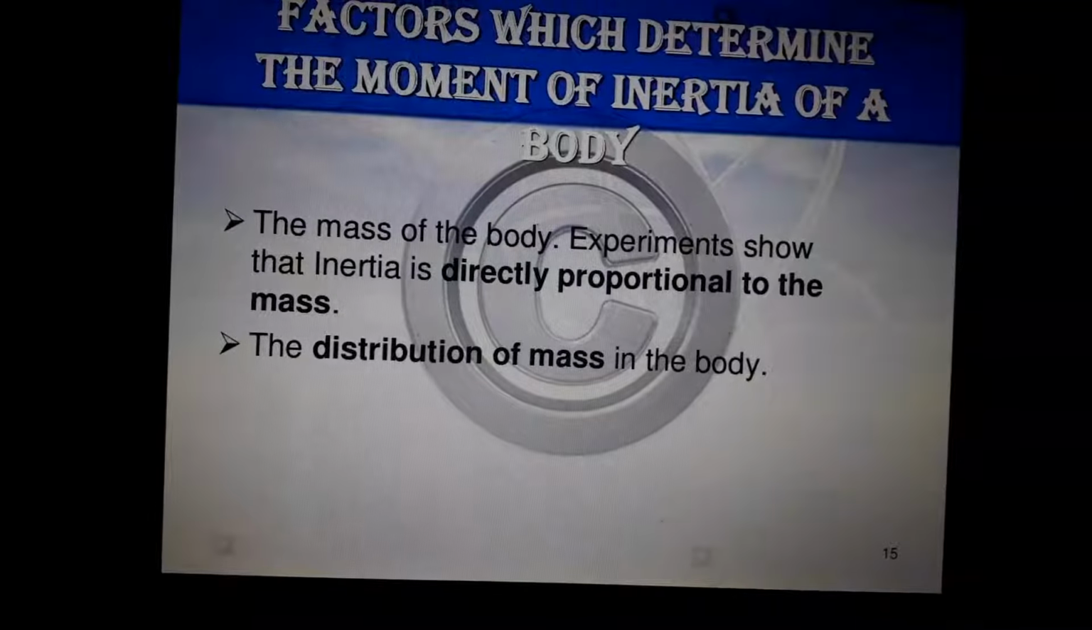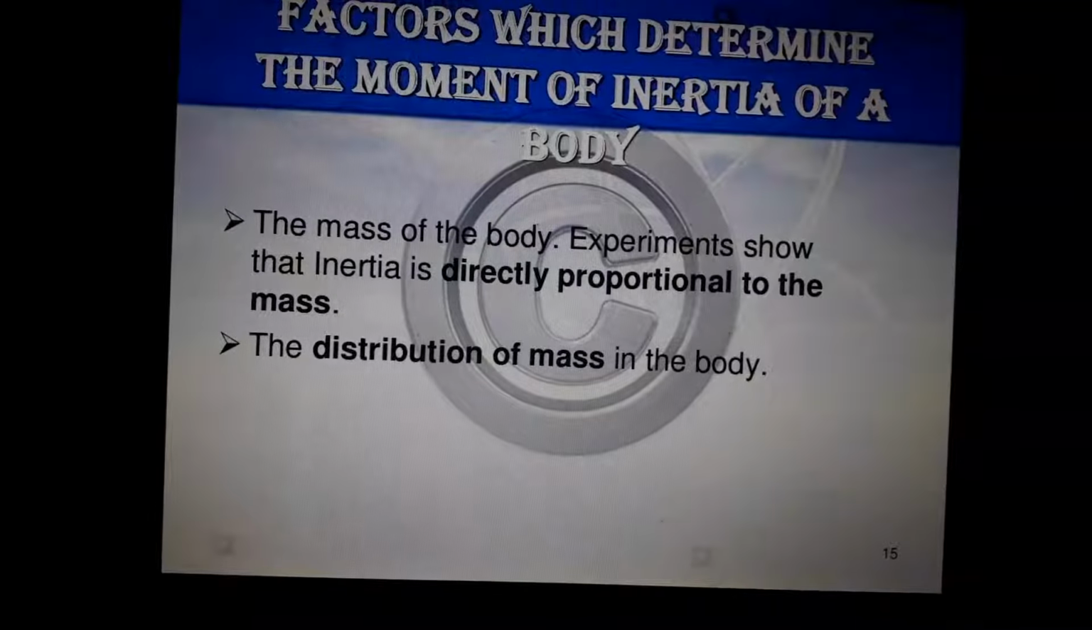If mass is high, inertia is also high. For example, you have two cars, a toy car and a big, real car. Understand? Both are at rest, so they both have inertia. Which car is easier to move, the big one or the small one?